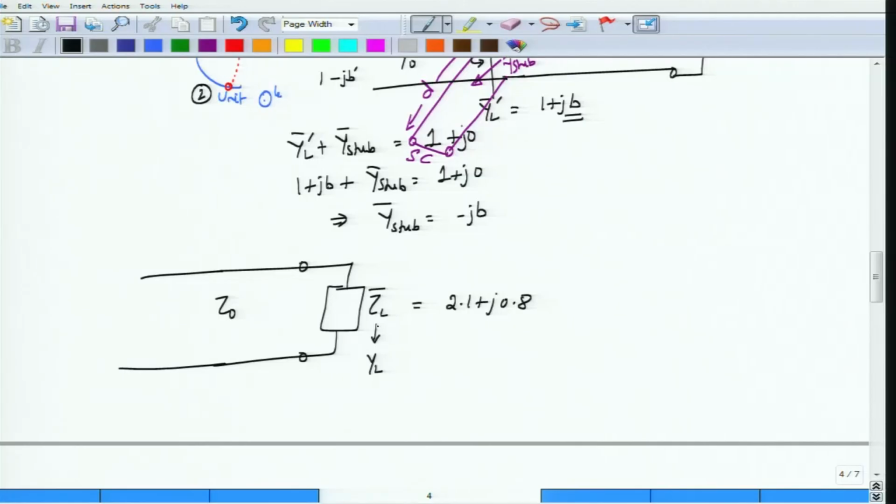But remember, this normalization has been done with respect to the main transmission line, Z0. Now with ZL bar you can actually obtain YL bar. Mathematically you can do that, but on a Smith chart it becomes easier. So let's go ahead and construct our Smith chart. This particular circle is my constant SWR circle.